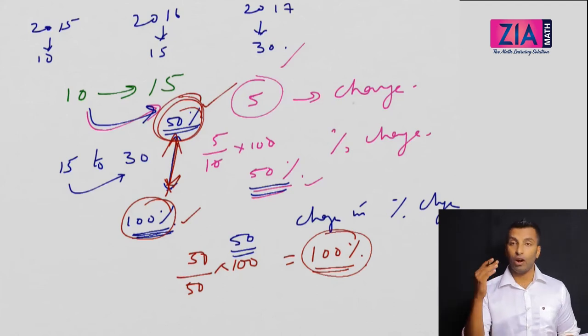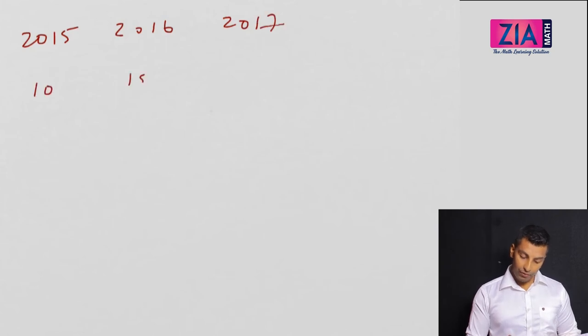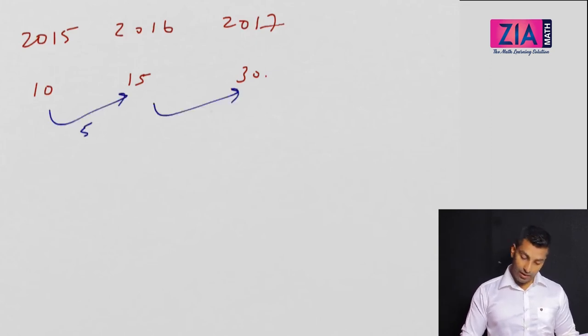So I hope all of you understood these four concepts. So what are the four concepts? I've given you 3 years, 2015, 2016, 2017. Production was 10, 15, 30. Okay, so if I ask you what is the change here? 5. What is this change here? 15. Very simple. Okay, so this is nothing but change.